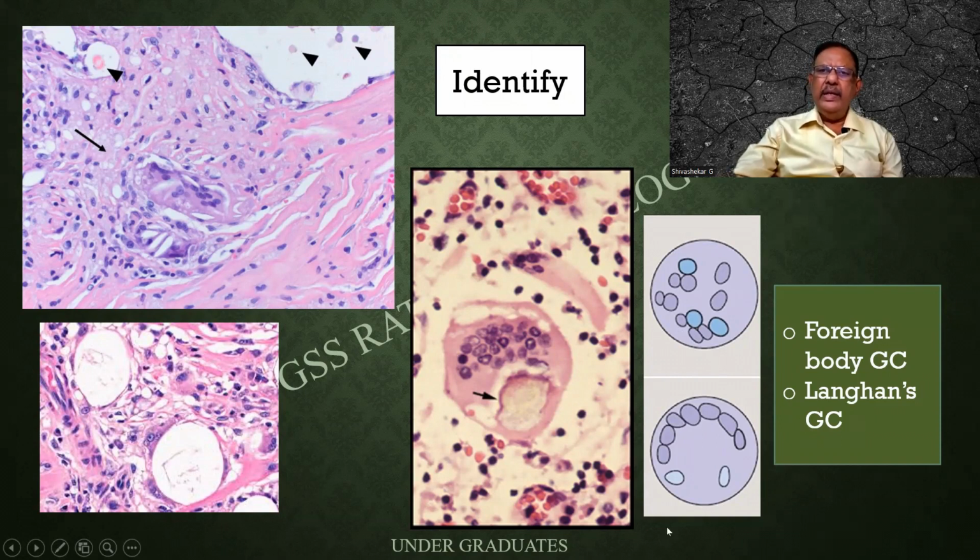One is a Langhans type of giant cell. The nuclei are distributed in a necklace-like pattern, whereas in this, there is a central aggregate of them. This is called a foreign body type of giant cell. This is a Langhans giant cell. This can be seen in tuberculosis. This can be seen in any foreign body granuloma.